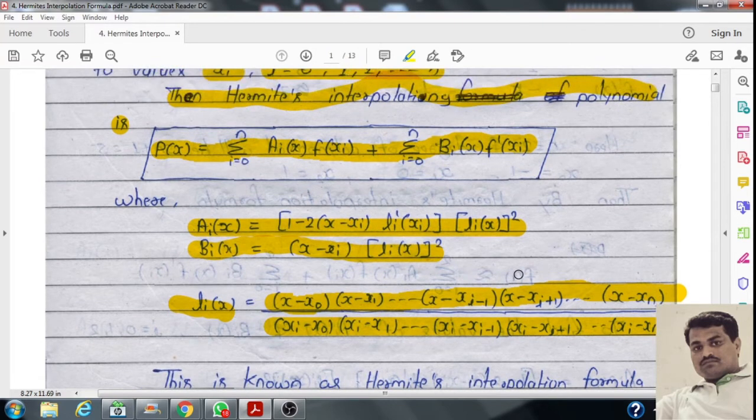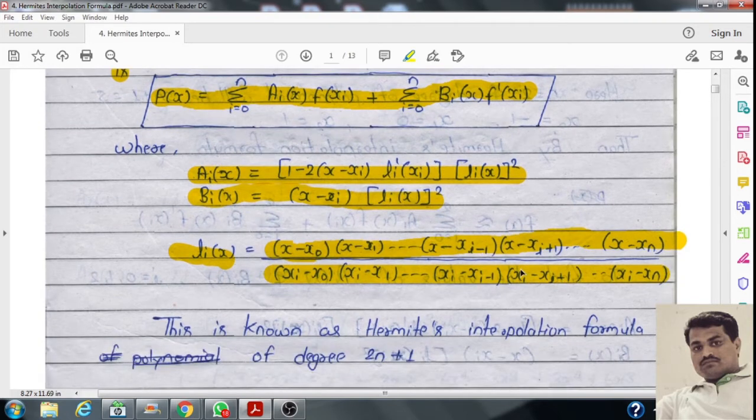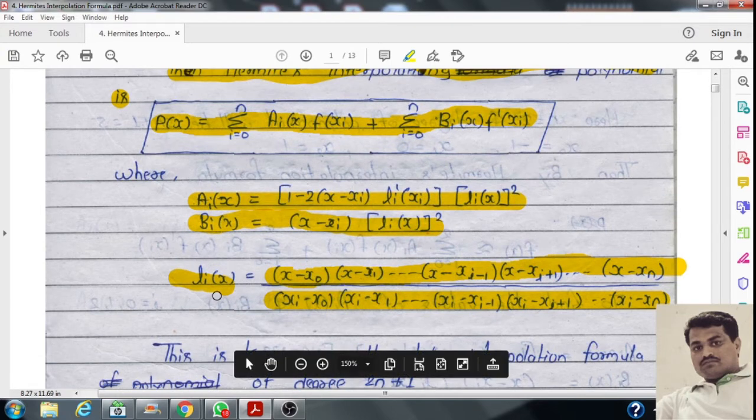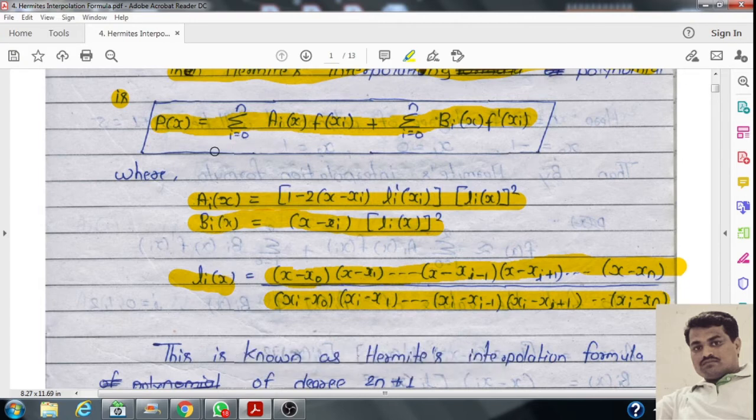Okay, this is the formula for Hermite's interpolation formula, and this is also known as Hermite's interpolation formula of degree 2n + 1. The important thing is that you must know the formulas for L_i(x), A_i(x) and B_i(x). If you know these formulas, then using this standard Hermite's interpolation formula we can find the polynomial, and in that case the degree of the polynomial will be 2n + 1. Here n means the number of observations given in the data.